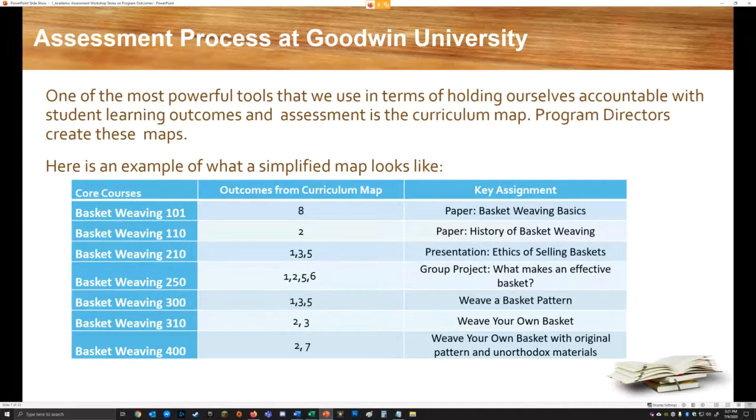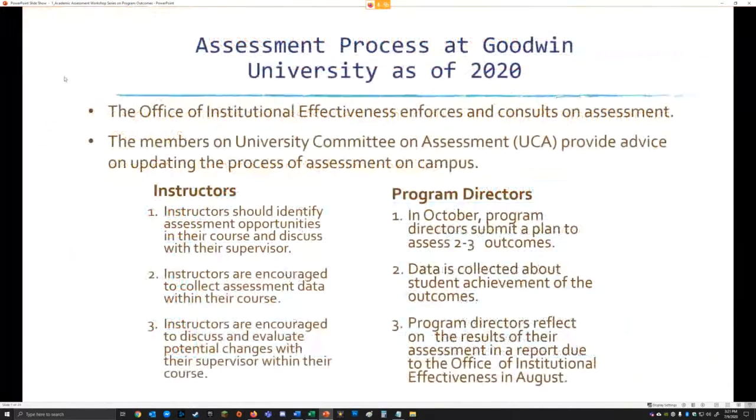We're also really happy to say that almost all of our academic programs at Goodwin now have an updated curriculum map, so that is an amazing accomplishment. If you're an instructor who is curious to see what program outcome fits your course, you can send an email to Natalia, and she'll be happy to share that curriculum map with you. Back to Amy.